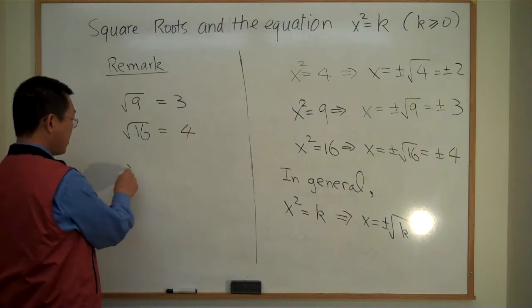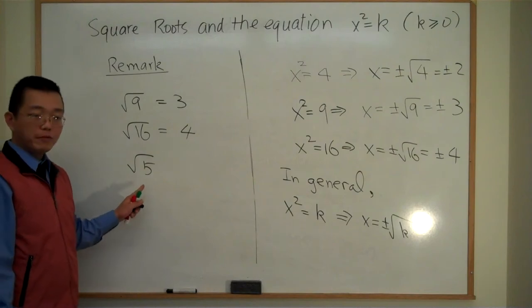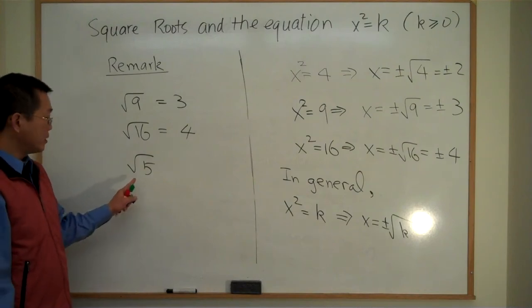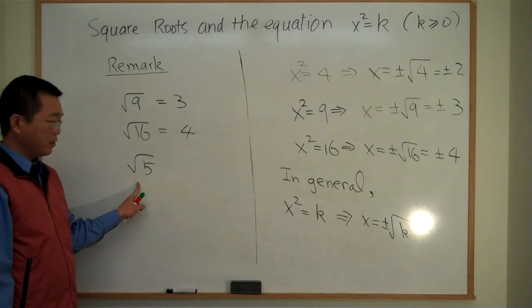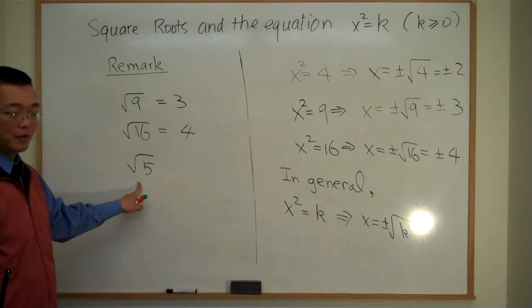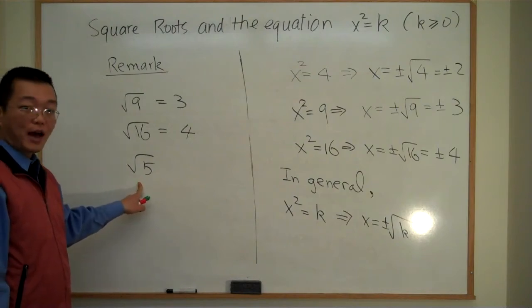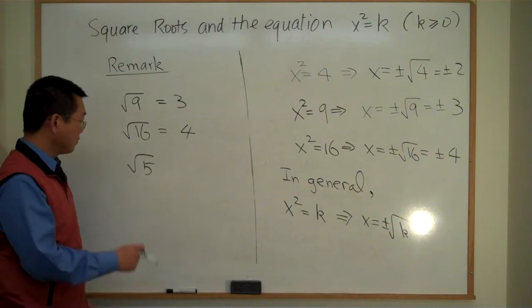Now, what happens if we are required to calculate square root of 5? Now I would be forced to think on top of my head, what number has square equals 5, and it is not 2. It is also not 3. It is also not other numbers that we can think of, but that's okay.